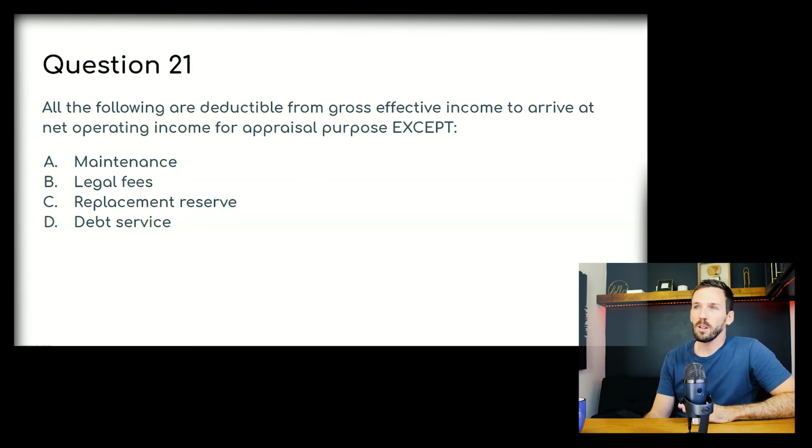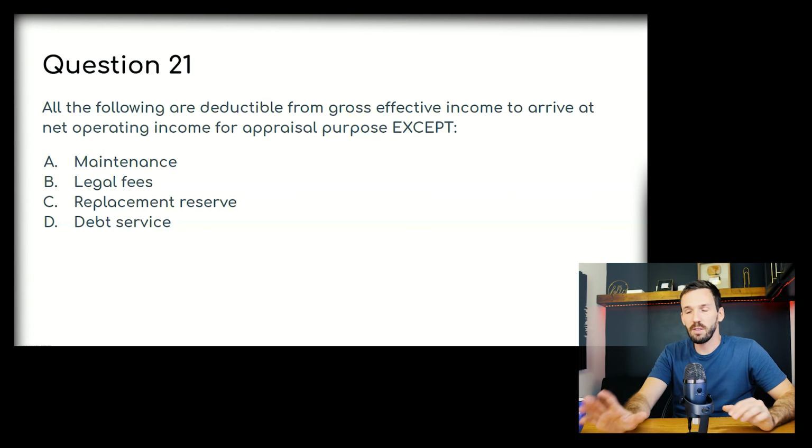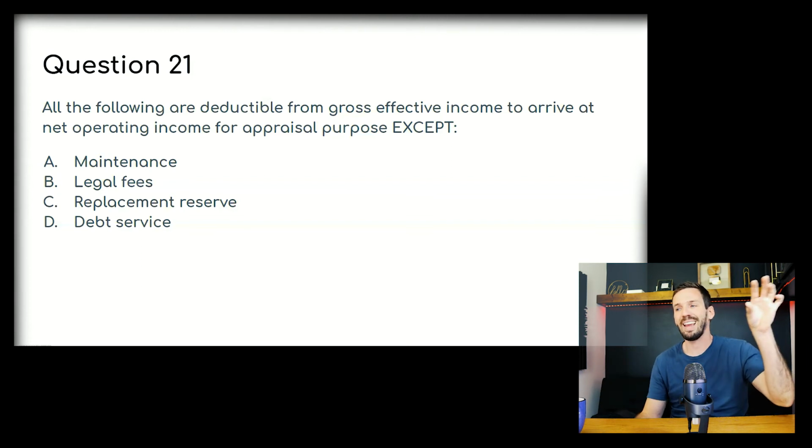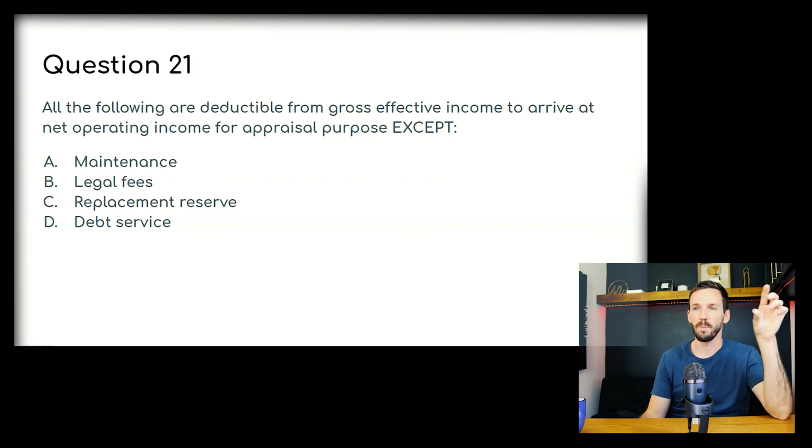Question 21. All of the following are deductible from gross effective income to arrive at net operating income for appraisal purpose except maintenance, legal fees, replacement reserve, or debt service. So of all of these, debt service is a personal obligation of the property owner. It would be deducted from gross effective income to arrive at cash flow though. So D here is the answer.